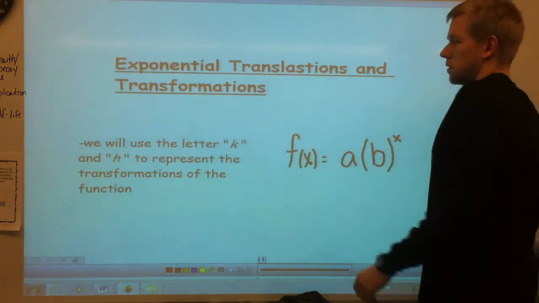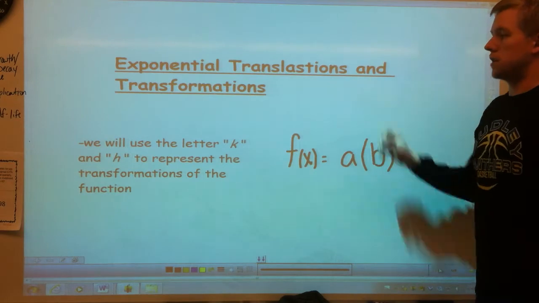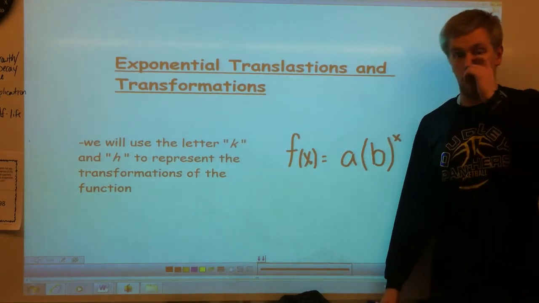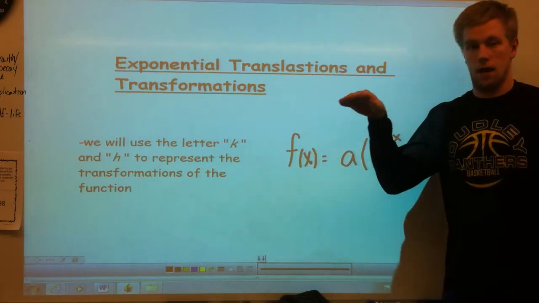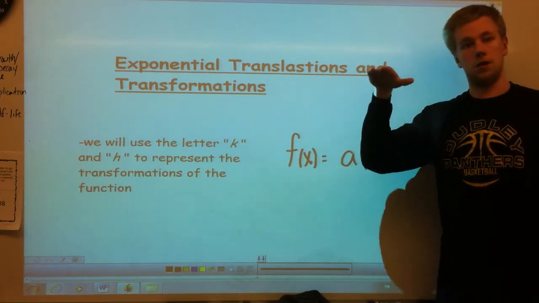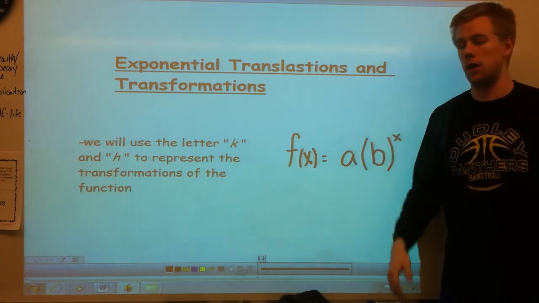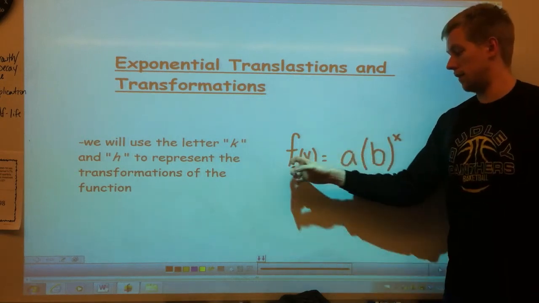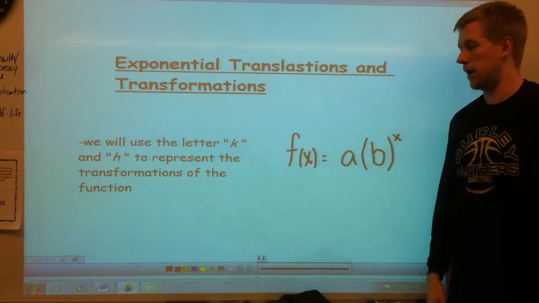Alright, today we're going to be doing exponential translations and transformations. This is talking about the graph of an exponential function, that little exponential graph that goes up and increases or decreases very quickly. We're going to talk about how it moves and what it looks like in the function as compared to the graph that it has.